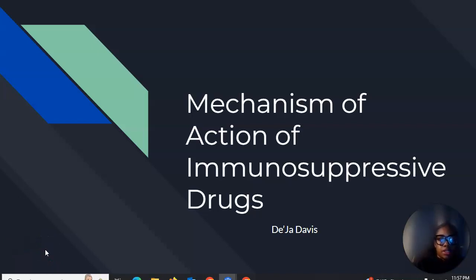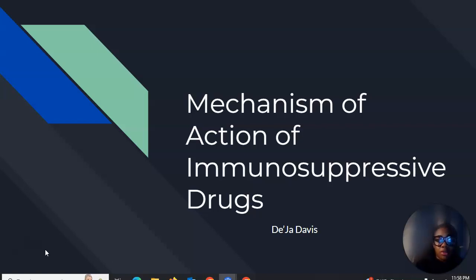All right, mechanism of action of immunosuppressive drugs. Immunosuppressive drugs are pharmaceutical agents used to dampen or suppress the activity of the immune system. They are commonly employed in various medical contexts, including organ transplantation and autoimmune diseases, to prevent rejection or alleviate symptoms by reducing immune responses.